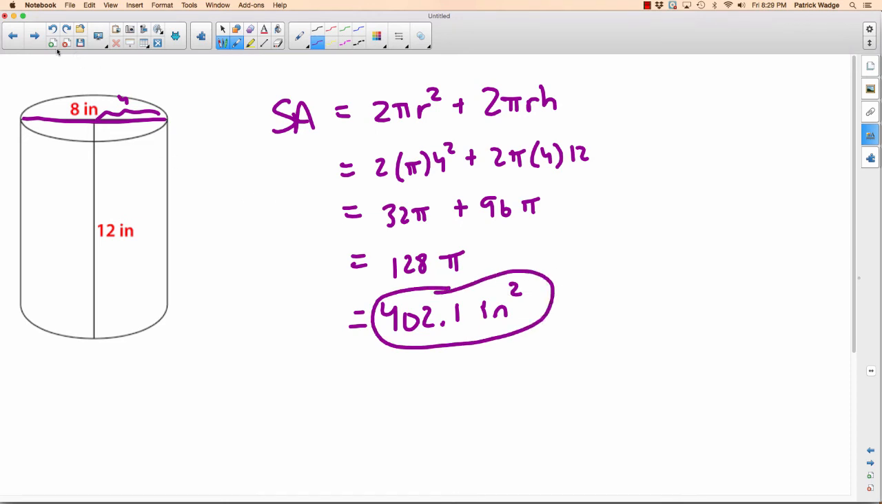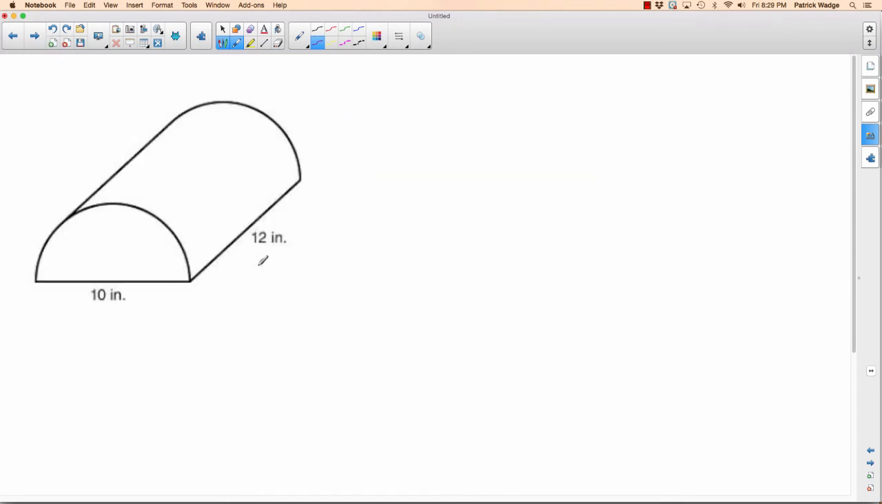All right, great. Let's go on to this last one. Uh-oh, what's this? It's only half of a cylinder. So let's write down our formula. Surface area equals 2 pi r squared plus 2 pi rh. So this is an interesting question. It's a tough question. So how are you going to start?